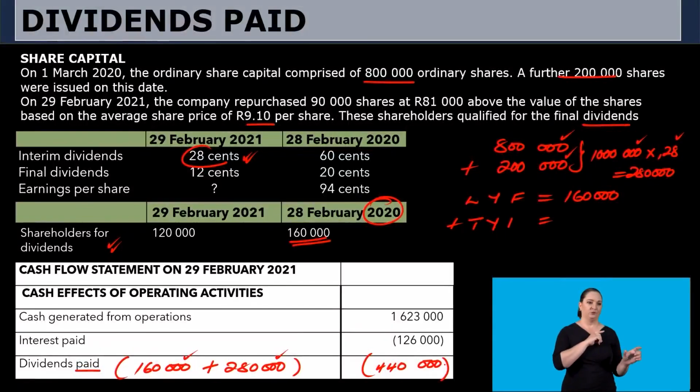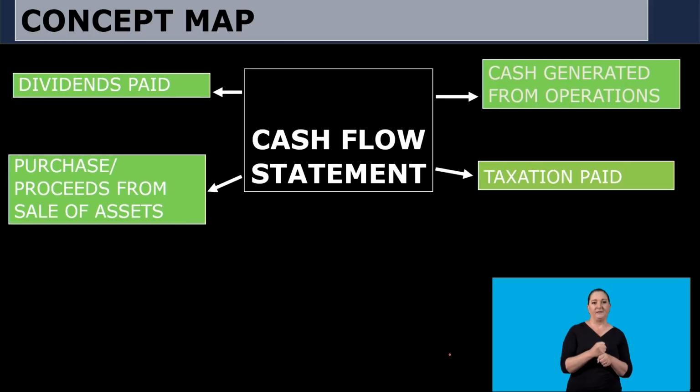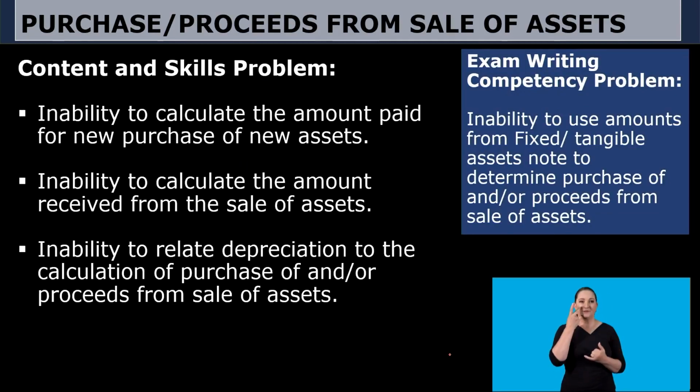So here we got our dividends paid. Last year's final plus this year's interim. Let's quickly move on to the next one. Okay. Now we're going to look at the changes on our fixed assets.